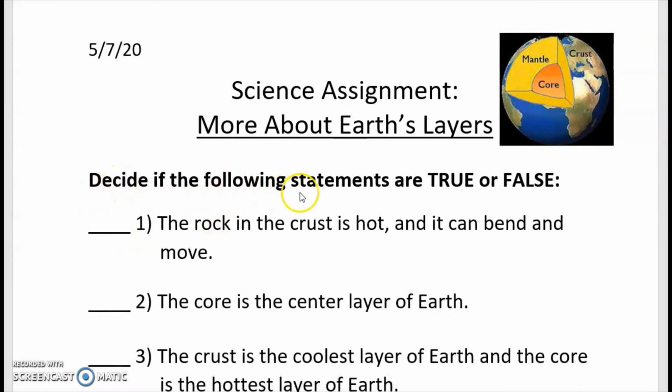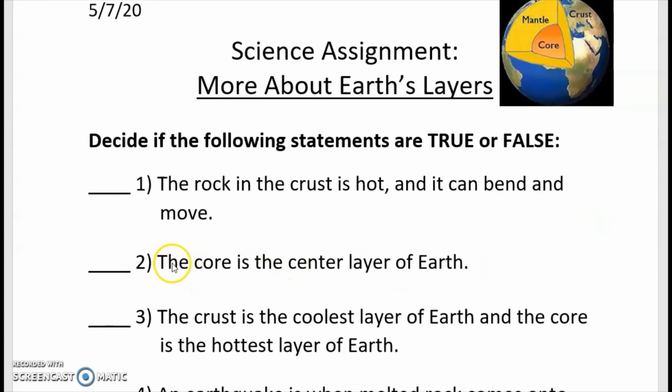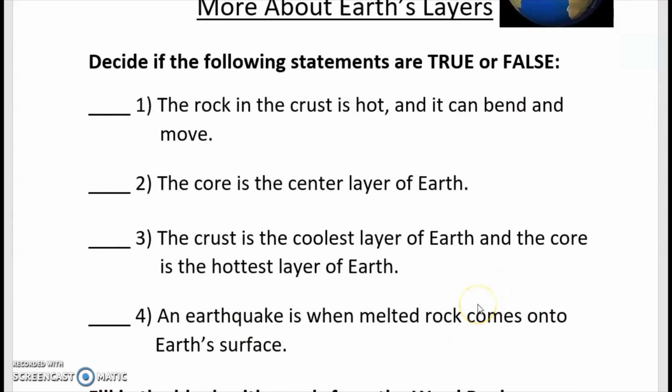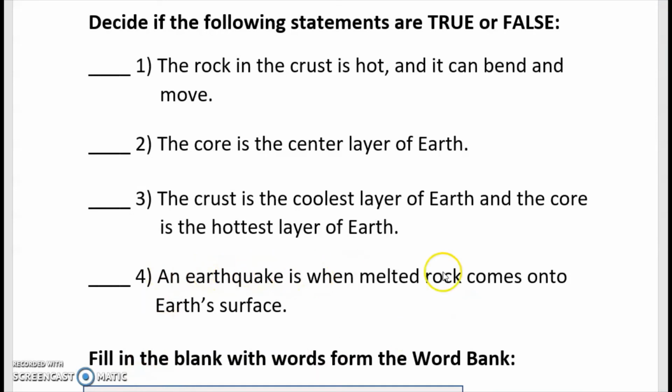Okay, decide if the following statements are true or false. The rock in the crust is hot and it can bend and move. The crust is on the outside. Is the rock there hot? You decide, true or false. The core is the center layer of Earth. Decide, true or false. Look at the picture. The crust is the coolest layer of Earth, and the core is the hottest layer of Earth. True or false? Number 4. An earthquake is when melted rock comes onto Earth's surface.